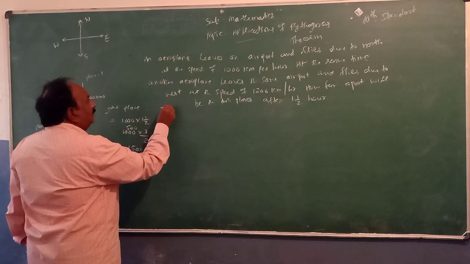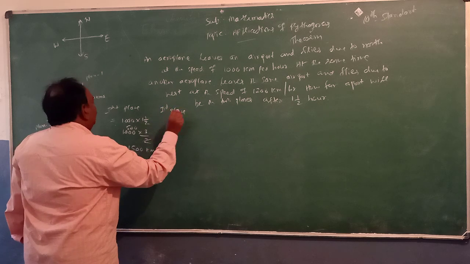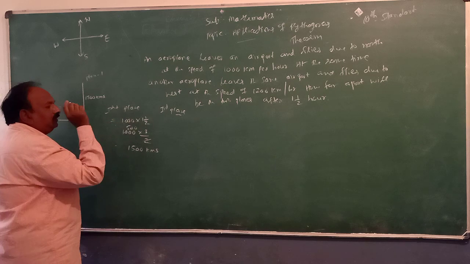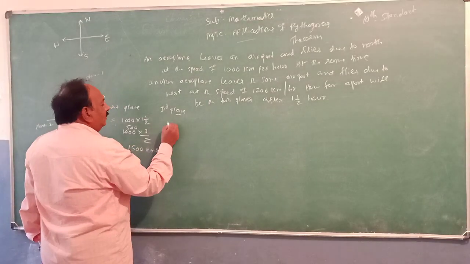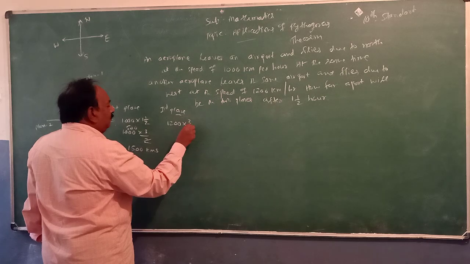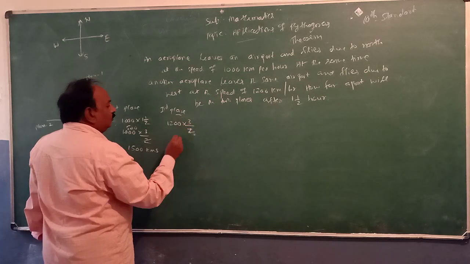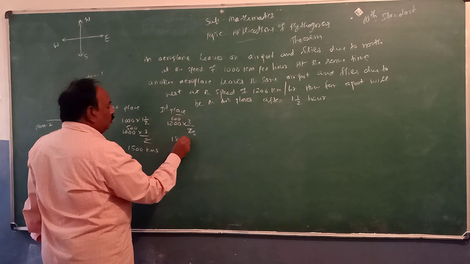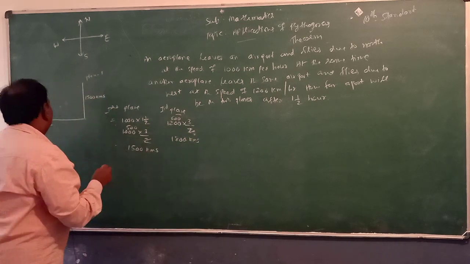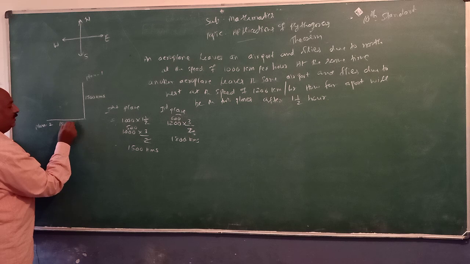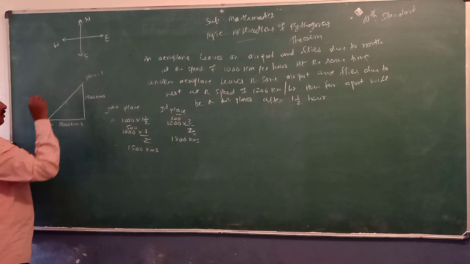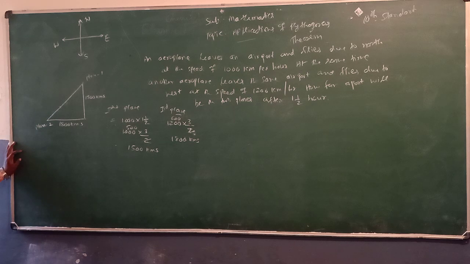Then second plane, distance is equal to speed into time. Second plane, 1200 into 3 by 2, that is equal to 2 ones are 2, 6s are 6, 3s are 18, 1800 kilometer. This is 1800 kilometer, plane 2. How far will they be after 1.5 hours?